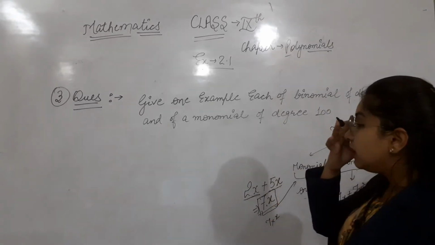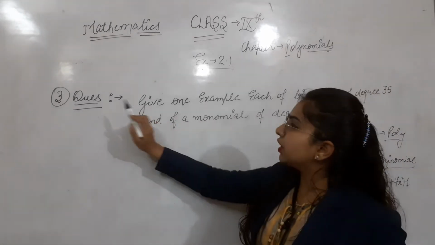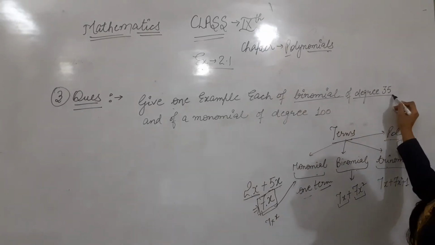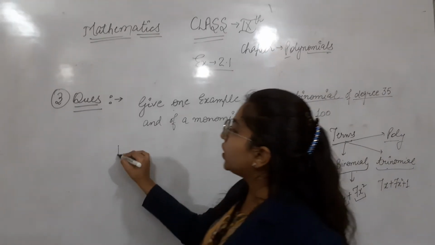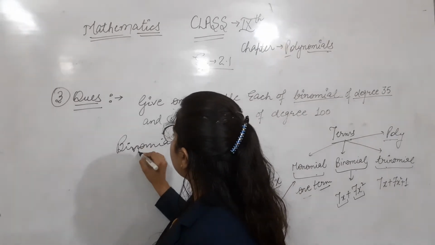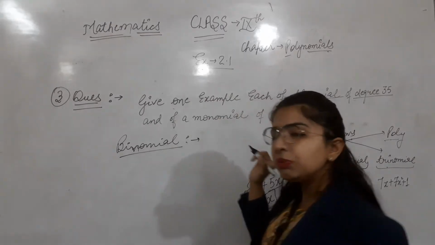Okay. Now let's come to the question only, third question. Give one example of a binomial of degree 35. Now what we have to make is a binomial, and the degree must be 35.